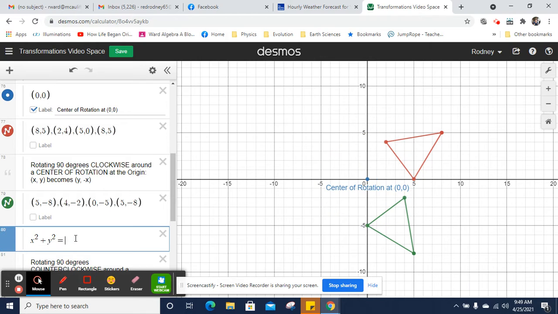So let's see here. To know how far this is, the distance here is the square root of the sum of the squares of 2 and 4.